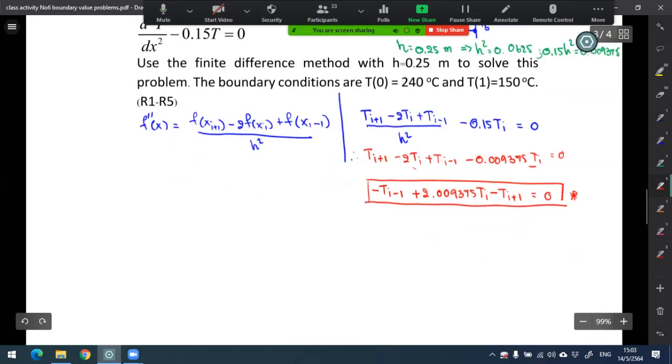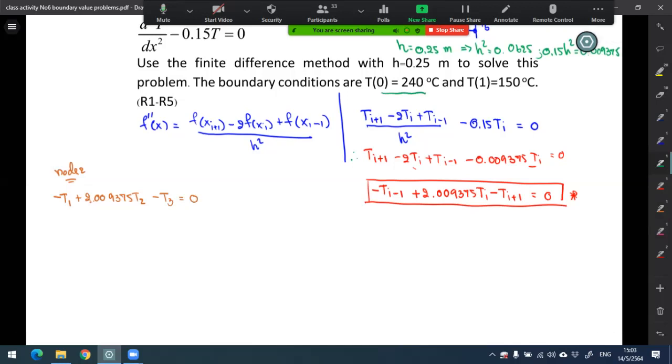So for node number 2, T_{i-1} becomes T1, right? But for the boundary condition, we know that at x equal to 0, T equal to 240, and this represents T1. So T1 is substituted here, and this becomes minus 240.